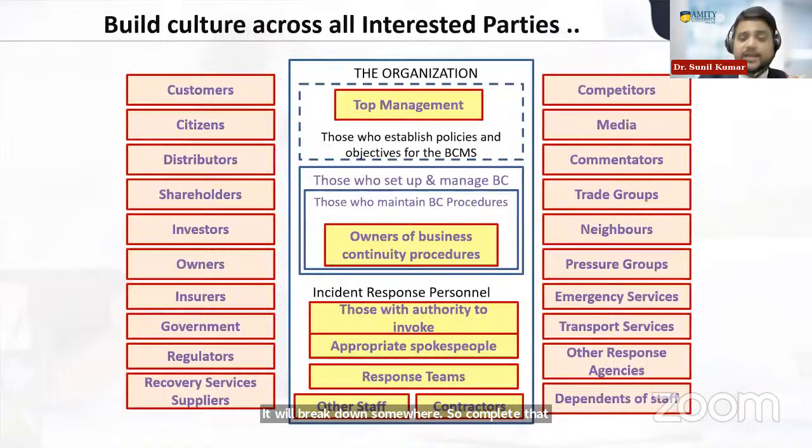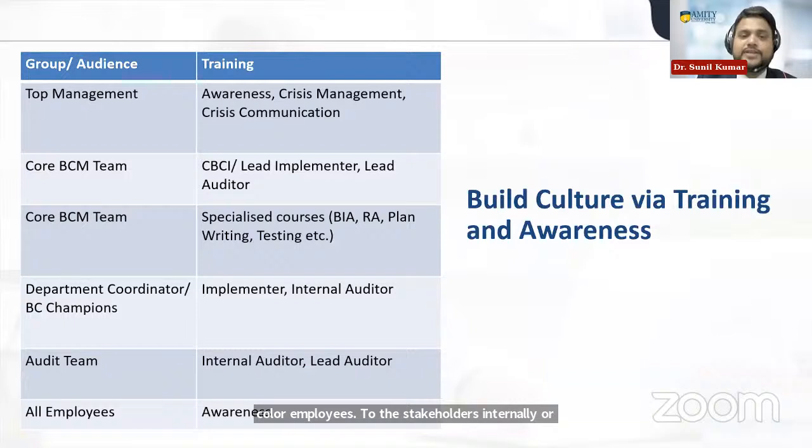The second best practice is to build a culture across all interested parties, which means making every stakeholder aware of your plan, aware of your actions, aware of the mechanism, how you're going to handle those situations and how to overcome them. So build that culture, build that involvement of every member from top to bottom, from the white collar employees to the blue collar employees, to the stakeholders internally or externally, and also get the confidence of your government.